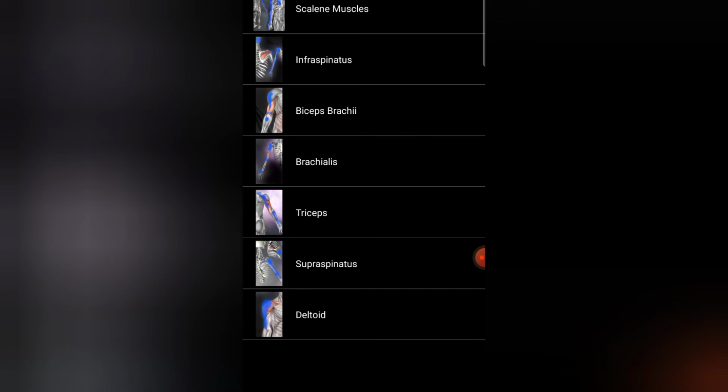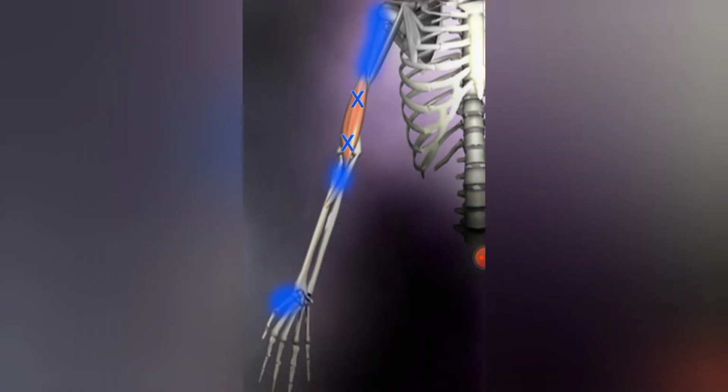Next is the brachialis. Brachialis main referral is into the thumb, with a secondary pattern in the anterior arm and anterior elbow joint.